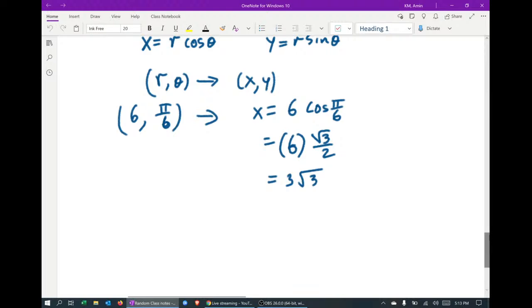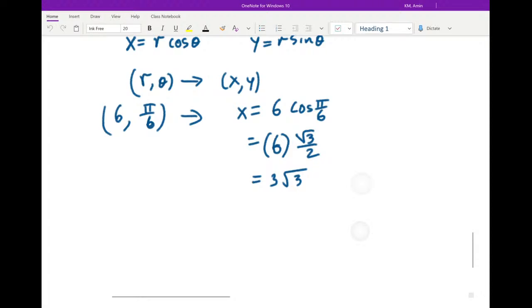Sorry about that last time. We got stuck right over here. So that's how we get x. How do we get y?